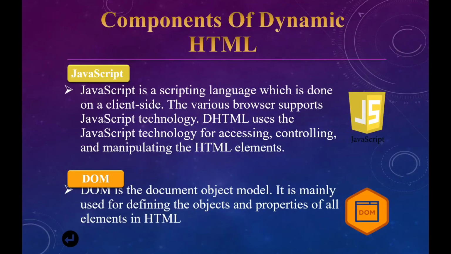JavaScript. It is a scripting language which is run on the client side. DHTML uses JavaScript technology for accessing, controlling and manipulating the HTML elements. DOM. DOM is the Document Object Model. It is mainly used for defining the objects and properties of all HTML elements.